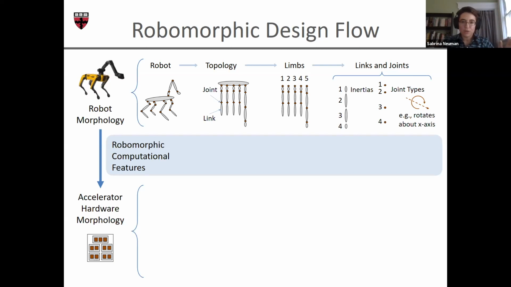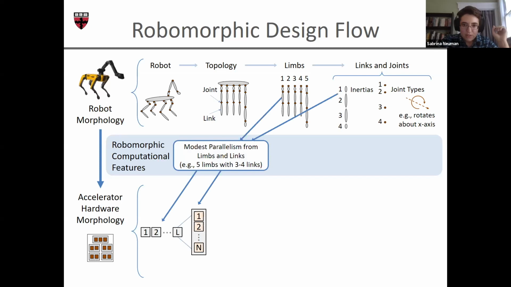To give you some idea and make this more concrete, I'll break it down. So the robot morphology you can think of as broken down into a topology of robot limbs that are made up of joints and links for these rigid articulated robots. And the links themselves have certain inertial properties, and the joints have different joint constraints on how they can rotate, right? And so to translate these into accelerator hardware morphology features, you have this middle layer where you identify how these different morphology features of the robot tie to the algorithm.